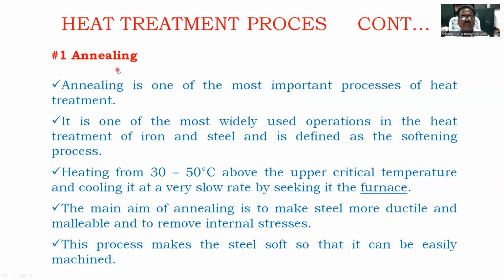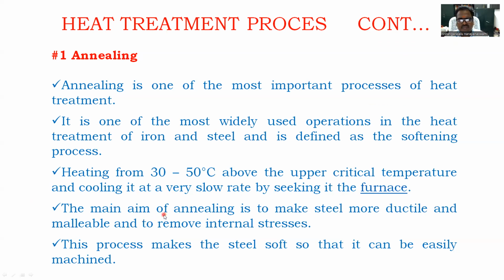Annealing is nothing but softening the material. Annealing is one of the most important processes in heat treatment. It is one of the most widely used operations in the heat treatment of iron and steel, and it is defined as a softening process: heating to 30 to 50 degrees centigrade above the upper critical temperature and cooling at a very slow rate by keeping it in the furnace itself.